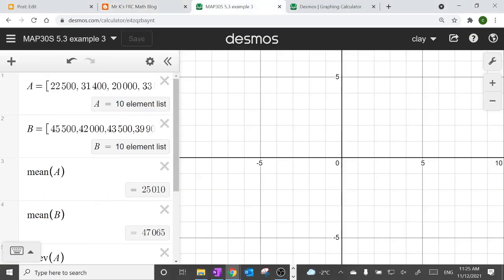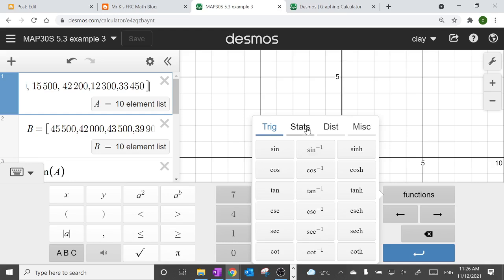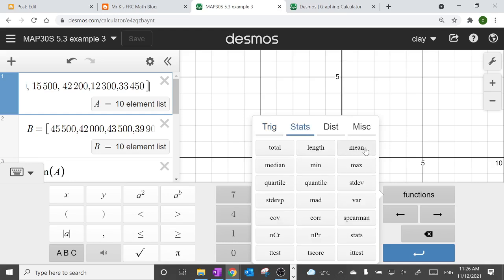And I entered it as just a list of data numbers, and I asked it for a mean, so I just typed in the word mean. Or again, you can just find mean by going to your keypad here, going to functions, and under stats, there's mean. And then I found standard deviation. Again, we don't want the population one with the P, we want this one, standard deviation. Can everybody see that? That's the one we were looking for.